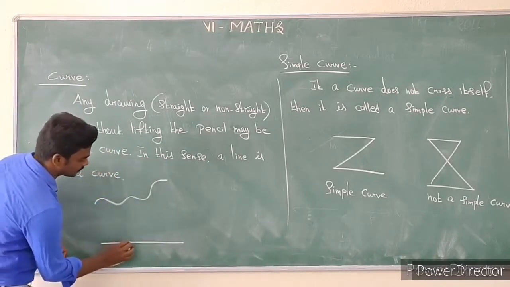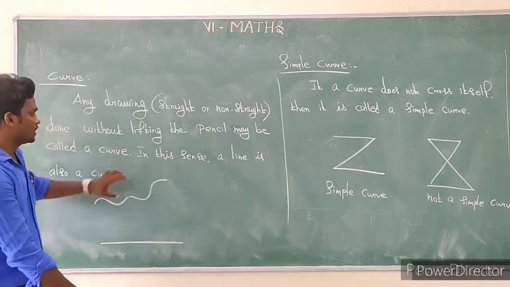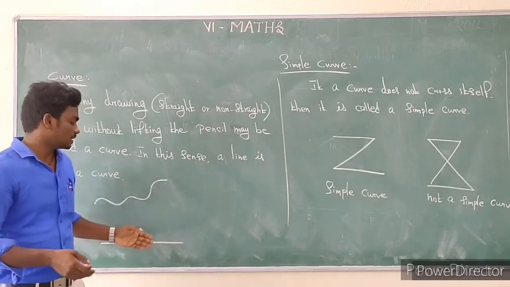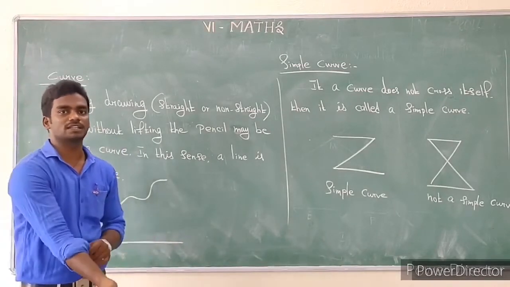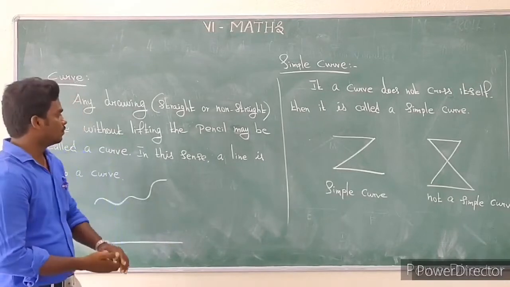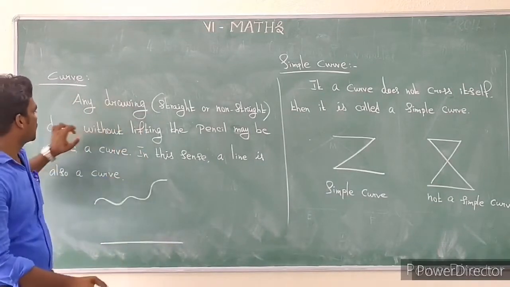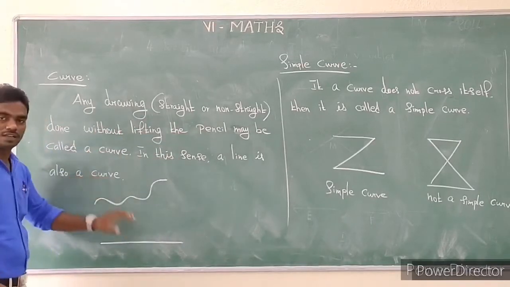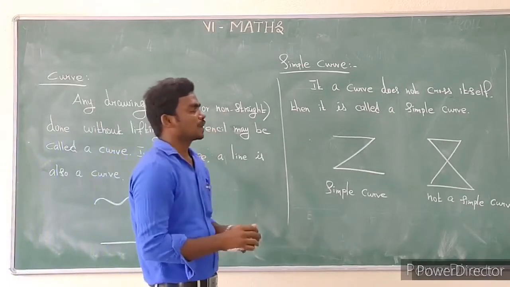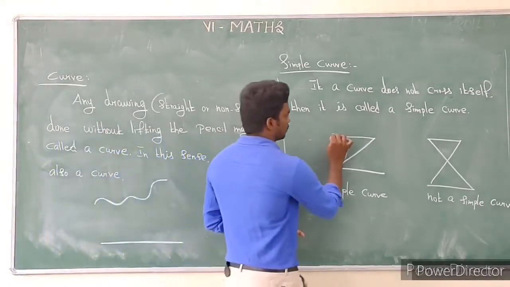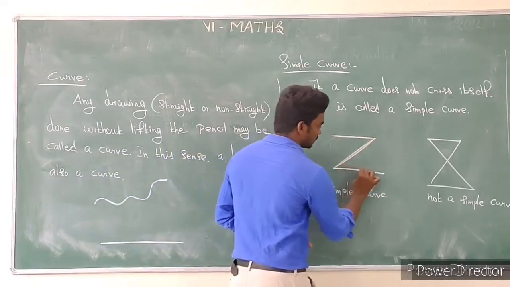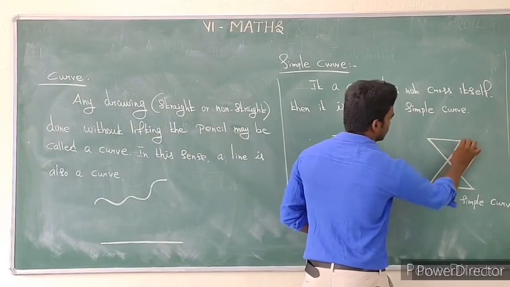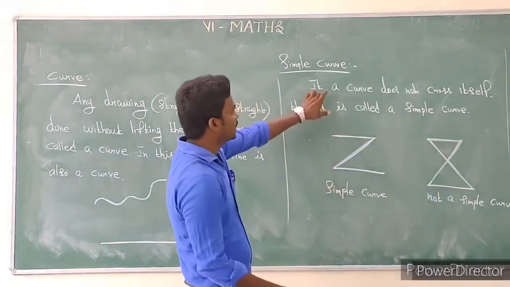I can draw this line without lifting the chalk piece, so this is a curve. These two lines are also curves. Generally a line is not called a curve, but mathematically a line segment is also a curve because of this condition. Any drawing done without lifting the pencil may be a curve. In this sense, a line is also a curve. Now, what is a simple curve? The first one is a curve because we can draw this line without lifting the pencil. This is also a curve. So what is the difference between these two?